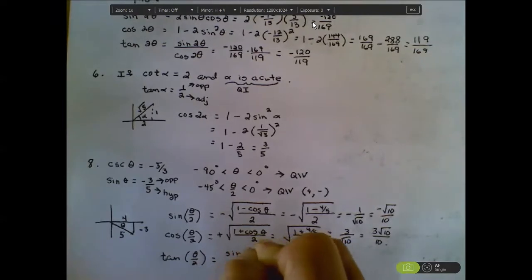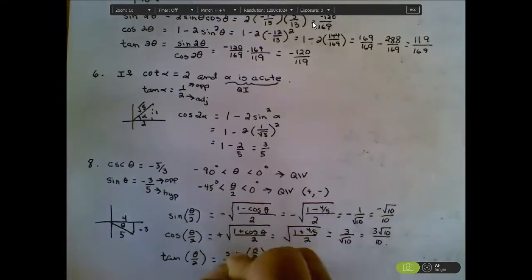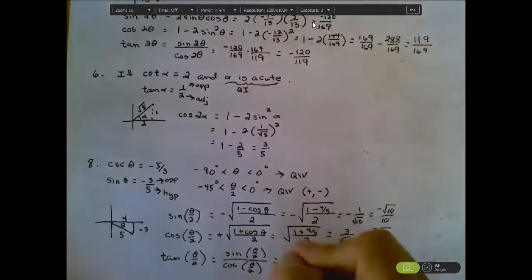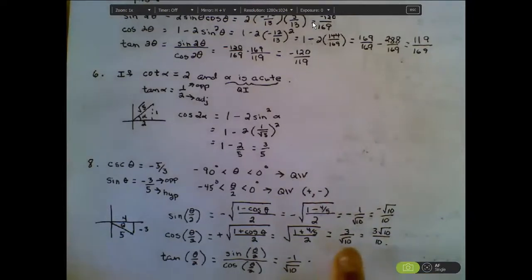I'm just going to say sine of theta over 2 divided by cosine of theta over 2 would be negative 1 over square root of 10 times the reciprocal of 3 over square root of 10.